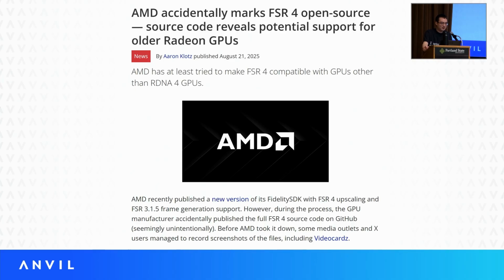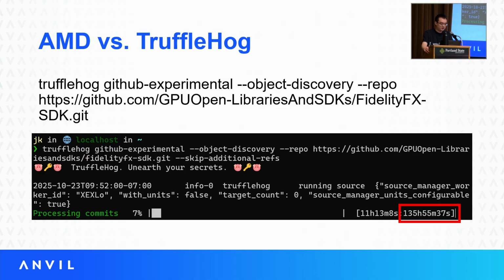And they went ahead and they did the right thing. They rewrote history to remove those commits. But as we know, commits don't get deleted. So to find that, it's actually pretty straightforward using TruffleHog. There's a GitHub experimental subcommand. You run it in object discovery mode. You give it the repo. And you just let it run. It brute forces short hashes and tries to find the long ones.